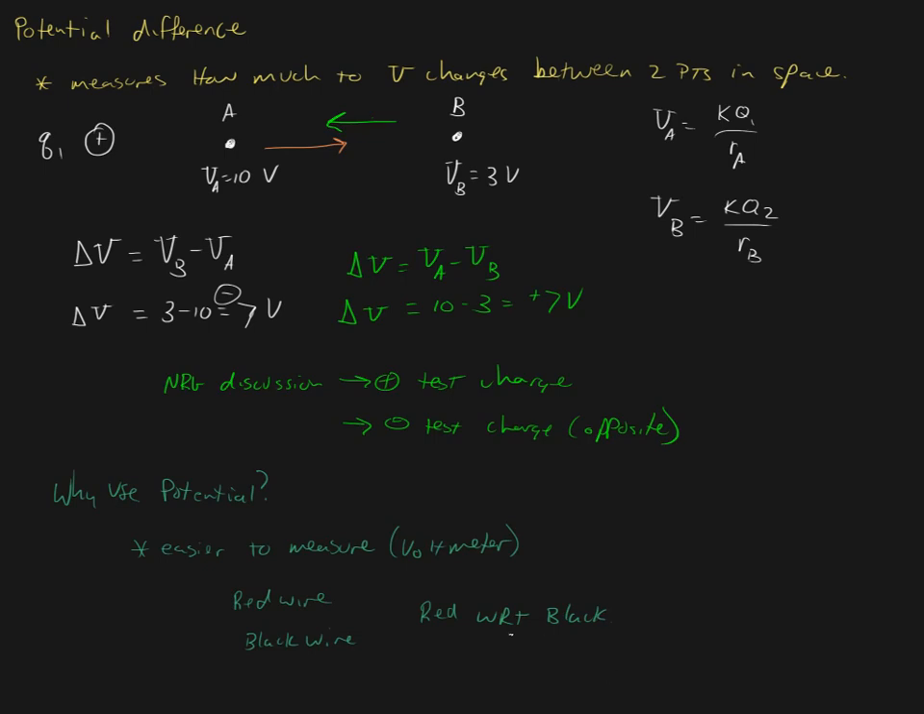Now what that means is we're asking, what is the potential at the red wire if the black wire is 0 volts? What is the potential of the red wire if the black wire is 0 volts? Or, to say it another way, how many more volts do I have at the red wire compared to the black wire? So let's take a look at the simulation now.